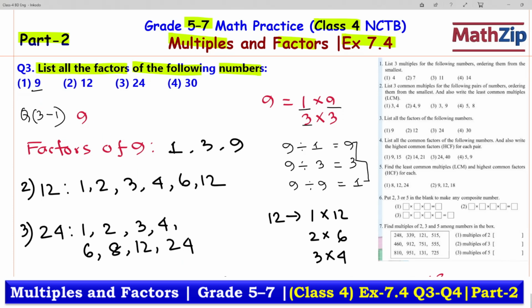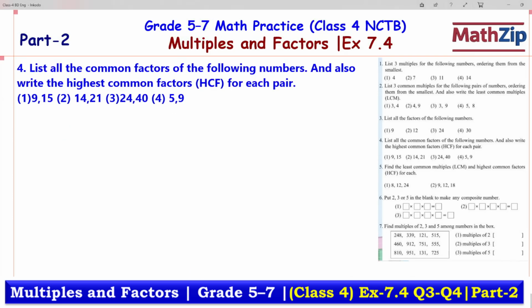So number 3, list all the factors of the following numbers, done. It's a very interesting and very important question for any level, standard 4 to 7. So don't neglect these kinds of math. Now we will start number 4. Question 4. List all the common factors of the following numbers and also write the highest common factor, HCF, for each pair.